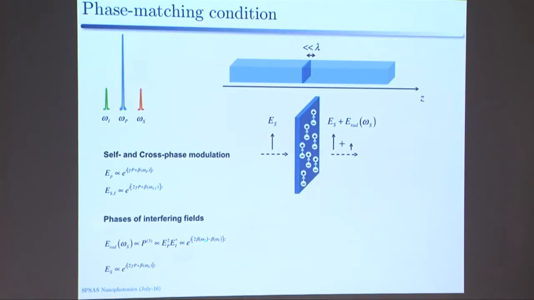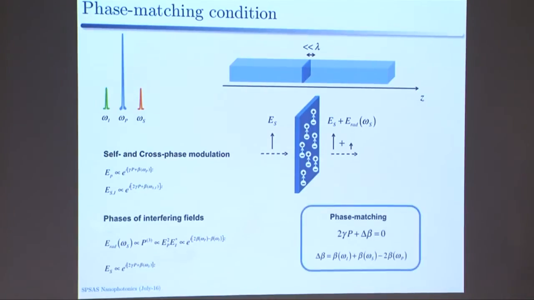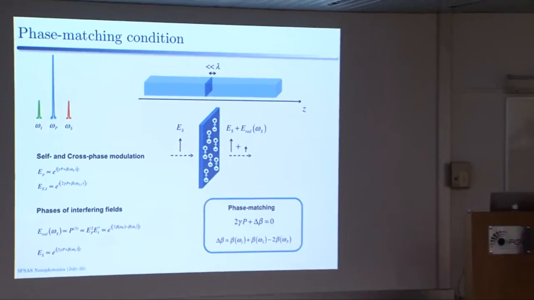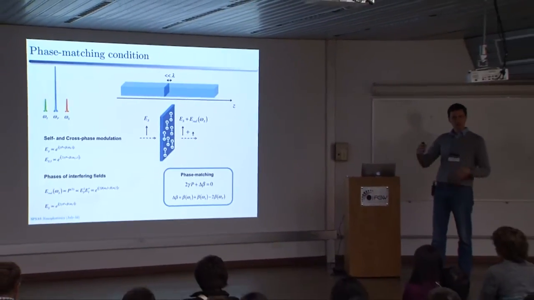Exponential of 2 beta P minus beta I. But the input field has 2 gamma P plus beta S, so the cross-phase modulation plus its own propagation constant. Well, these two fields are going to interfere right there. And you only get constructive interference if they have the same phase. Right? What's the phase difference between this and that? It's exactly the phase matching condition. 2 gamma P plus delta beta equal to zero. So the phase matching condition, now, you know what's going on.